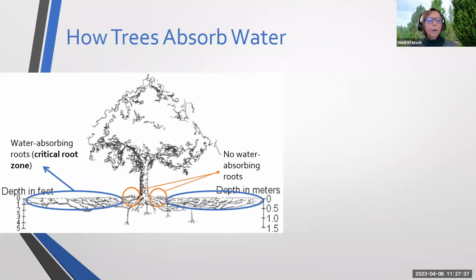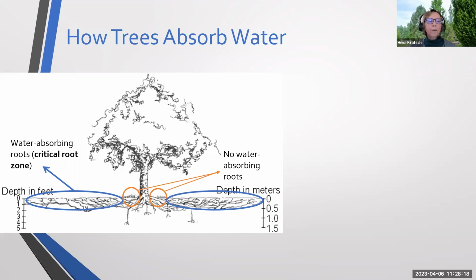One thing to mention about this graphic, if you look at those red circles there, that shows you that there are no water absorbing roots within the first 6 to 12 inches of the trunk. That's really important because a lot of times we see in our landscapes irrigation emitters right up against the trunk of the tree, which makes no sense when you realize that there are no water absorbing roots near the trunk of the tree. So irrigation should really focus on the area covered by the blue circles on this graphic. This is called the critical root zone, and this is where the majority of water absorbing roots are for trees.